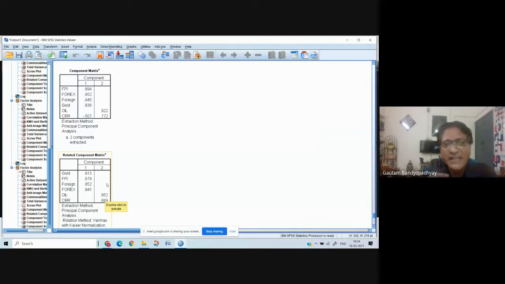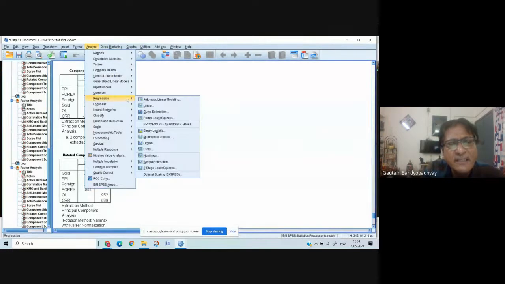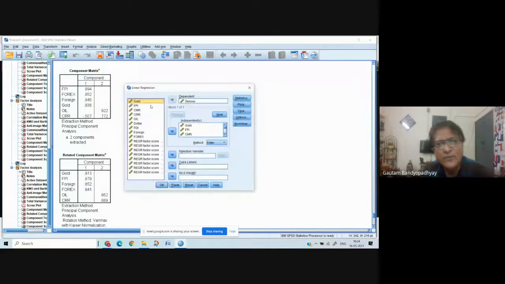Now what is the target? Our target is to estimate the dependent variable with the help of independent parameters. Then what will we do? We go to Analyze, go to Regression, Linear. Okay. So you just reset, starting from the beginning. Sensex is the dependent variable.